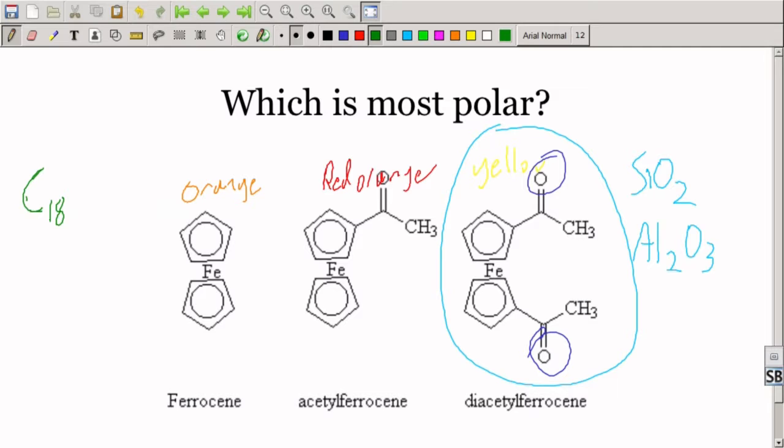And as a result, the actual surface of the column is very greasy. It's very nonpolar. And so if you were to use that system, then what you would find is that these three compounds would elute from my column in reverse order. In other words, the diacetylferrocene would come out first, the acetylferrocene would again come out in the middle, and the ferrocene would come out last, because it's going to stick the most to my stationary phase. So in a C18 column, you would see this come through.